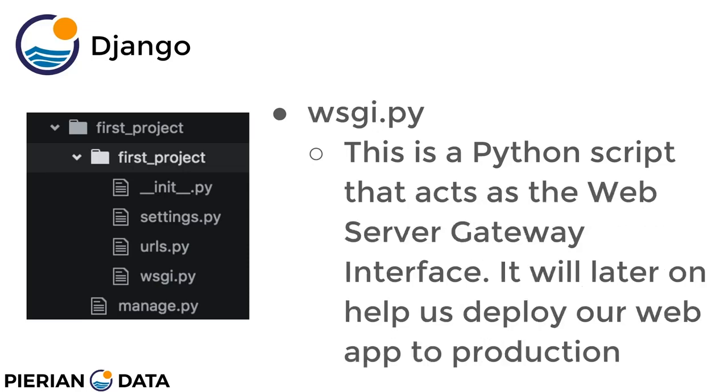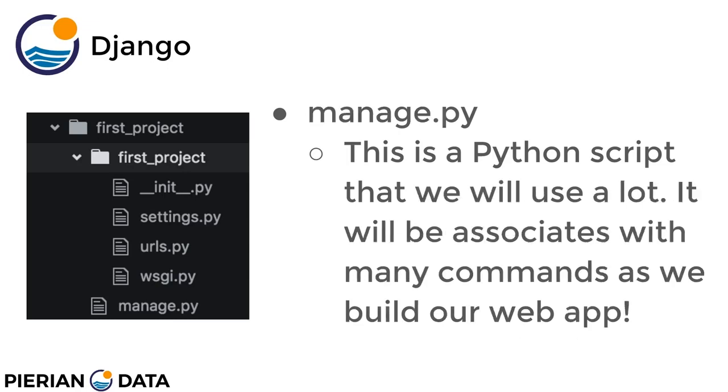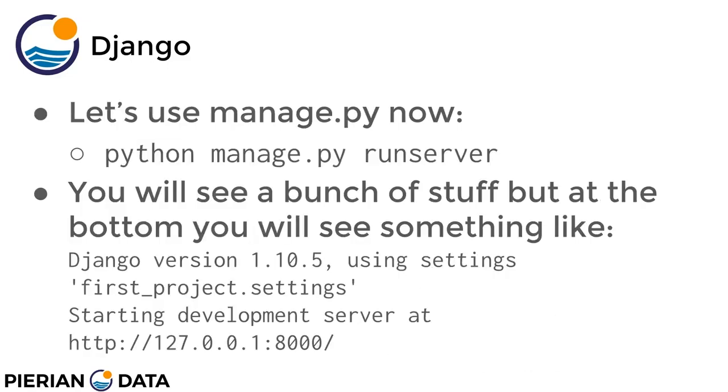Then we have that wsgi.py file, and that's a Python script that acts as the web server gateway interface. And essentially what it's going to help us with is later on, when we actually want to deploy our web app to production on some online server, that file is going to help us out there. Then we have the manage.py, and that's under that top directory. And this is a Python script that we're going to be using a lot. It's going to be associated with many of the commands we use as we build our web project and web application. Okay, so now let's actually use manage.py. In your command line, what I want you to do is, after activating your virtual environment, of course, type python manage.py runserver.